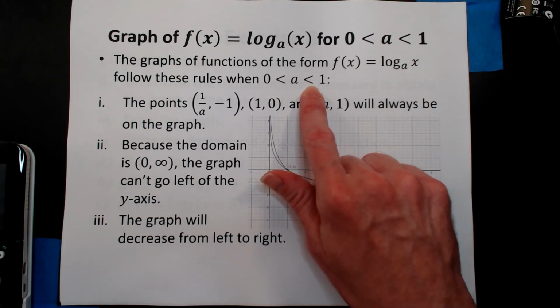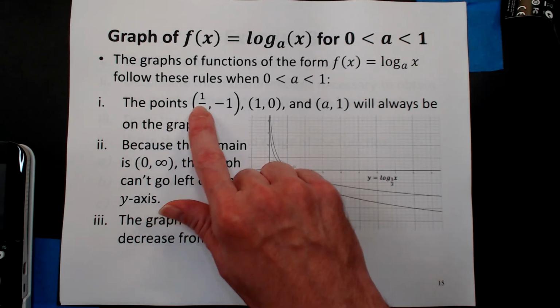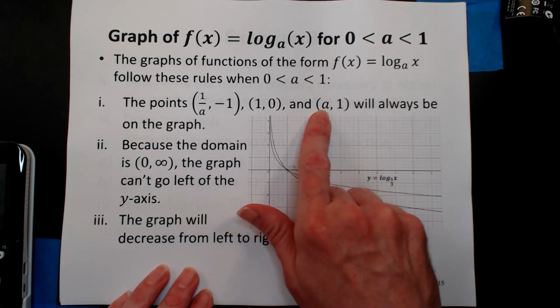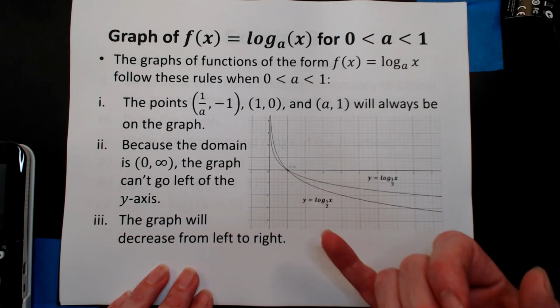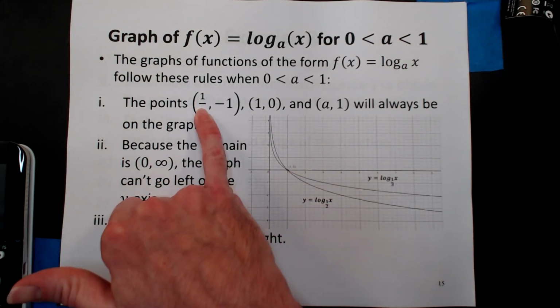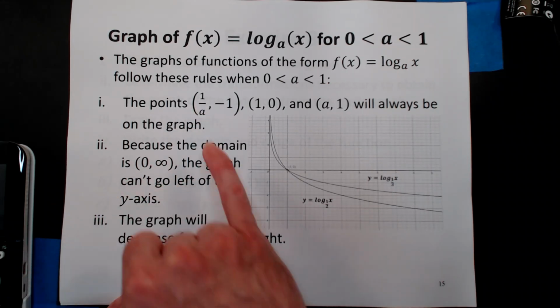And a is less than 1. The points (1/a, -1), (1, 0), and (a, 1) will always be on the graph. Now once again, remember a is less than 1, so even though this looks like a fraction, it's not less than 1. This is actually a number greater than 1 right here.